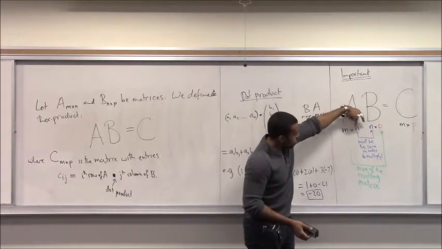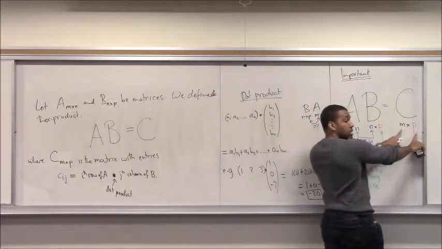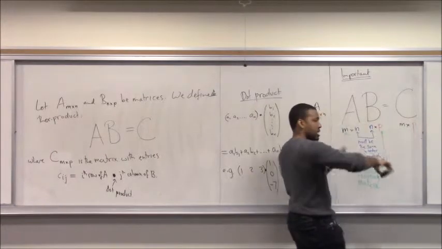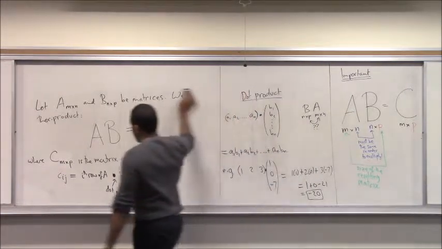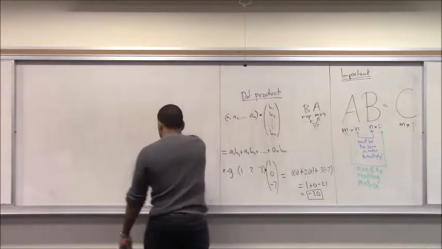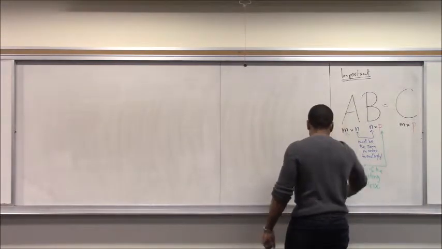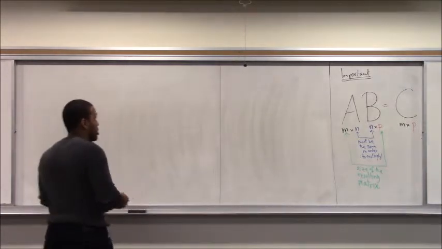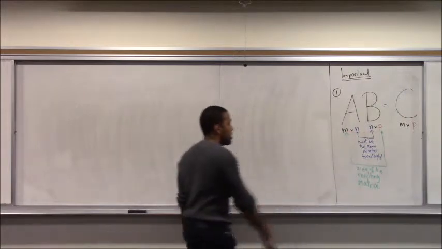The inner numbers will tell you if it's possible to multiply them. The outer numbers are going to tell you how big your answer should be. So if any one of these numbers don't line up, you should know that either what you're trying to do is impossible, or you made a mistake somewhere. That's important. So that's the first thing that's important, how the dimensions of your matrix should line up.